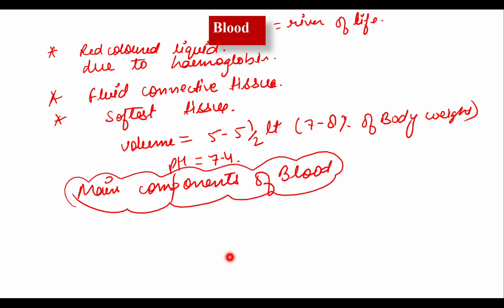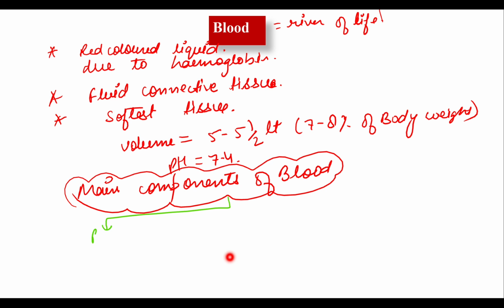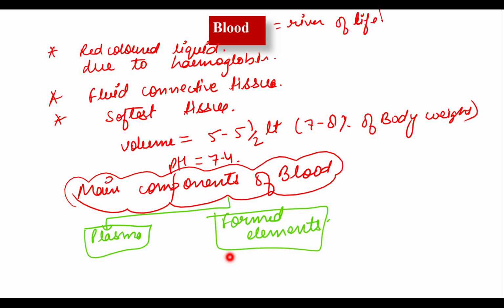The main components of blood: it contains two main things. First one is known as plasma, and second one is known as the formed elements. Formed elements means, beta, different types of cells are present, such as RBCs, that is red blood cells, white blood cells, WBCs, and platelets.